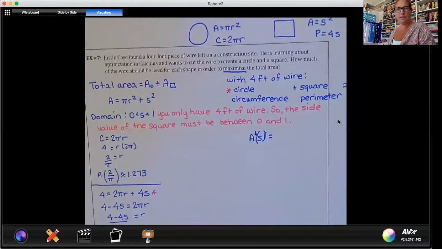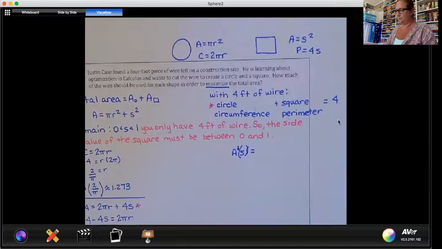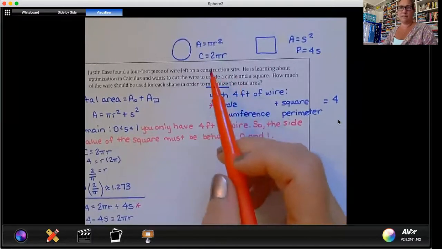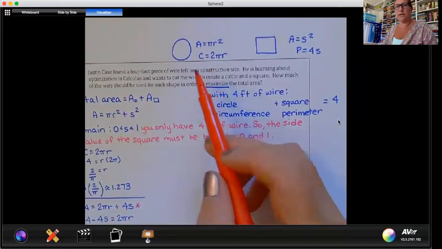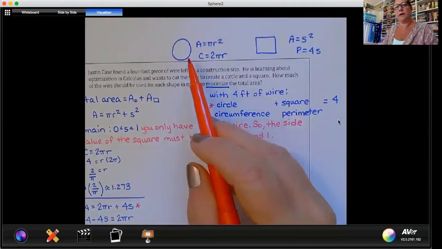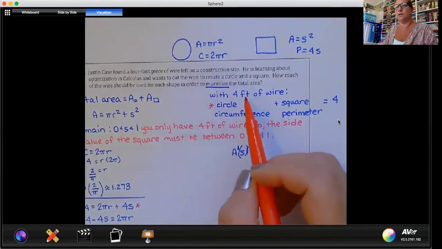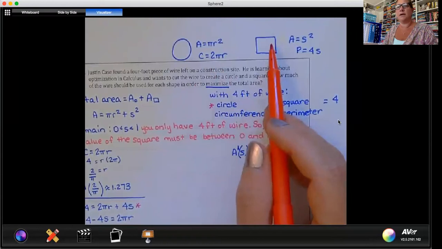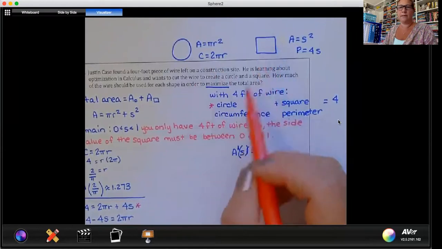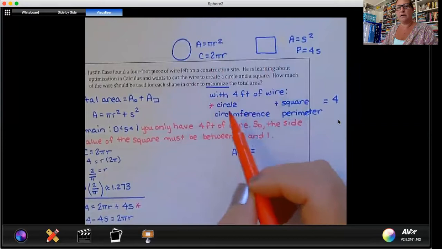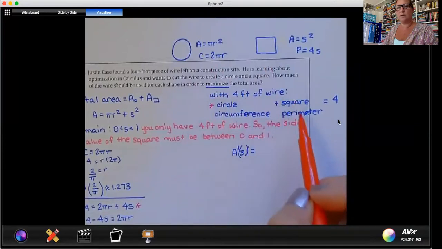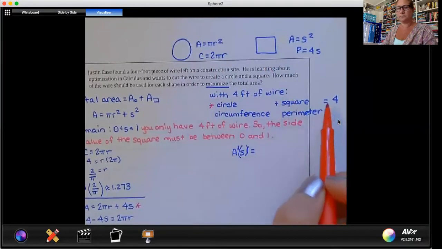So a couple of things to write down here, and you're going to want to pause the video because I've got a lot of preliminary information here. The area of a circle is pi r squared, circumference 2 pi r. Circumference is like the perimeter of the circle, so the circumference is what you're going to be looking at to determine how much wire you use. Area of a square is s squared, perimeter is 4s. So with 4 feet of wire, the circle circumference plus the square perimeter has to equal 4.